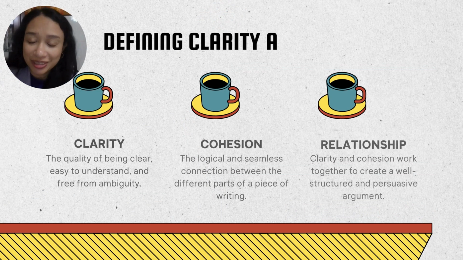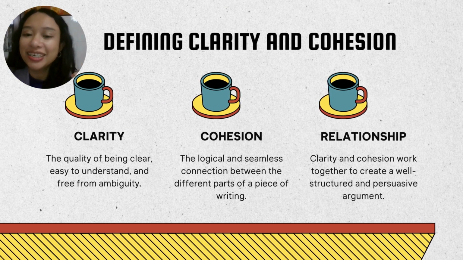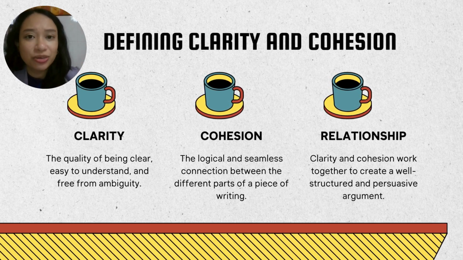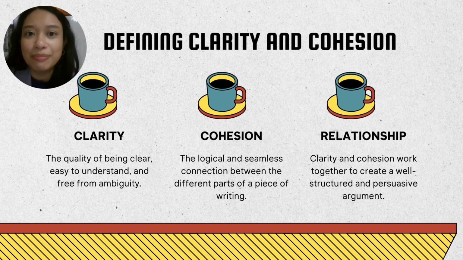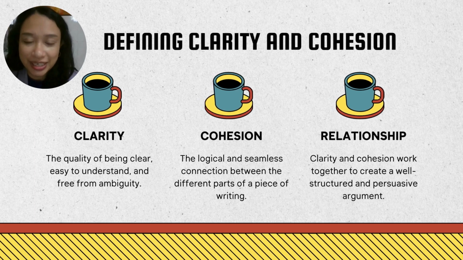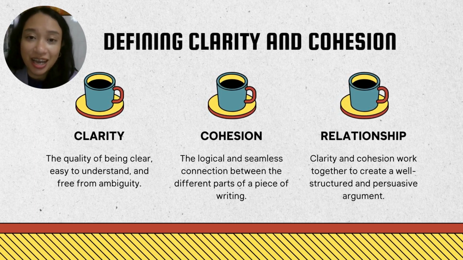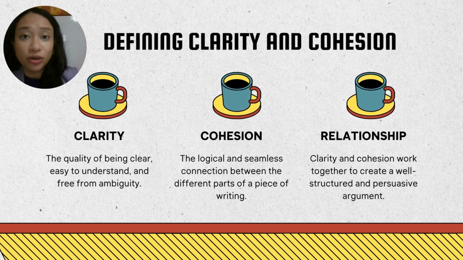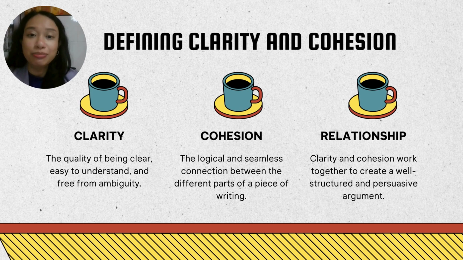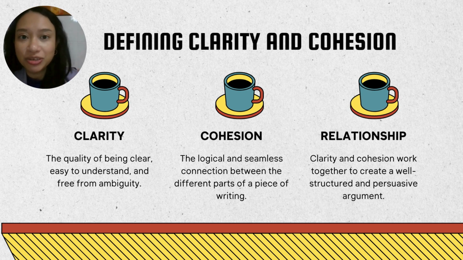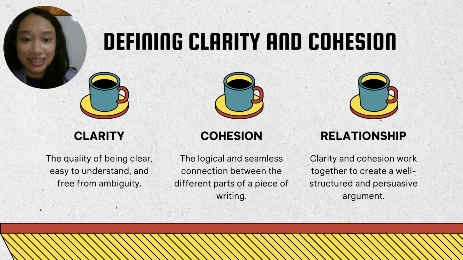Right. Simply put, clarity is the quality of being clear, easy to understand, and free from ambiguity. So we want to prevent from sounding ambiguous in our writing. We want to sound that we are sure about our points, about our stand on a certain argumentative topic. And cohesion, on the other hand, means the logical and seamless connection between the different parts of pieces of writing. So, to achieve cohesion, there are some techniques that I will share with you in this slide.